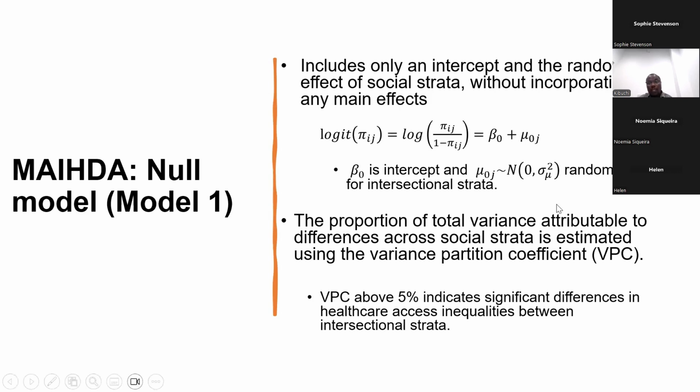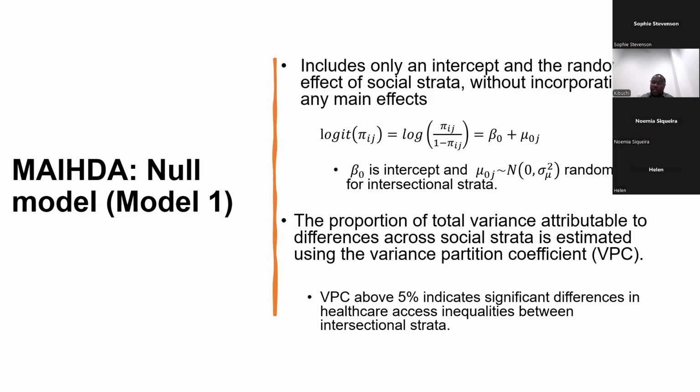So mostly our interest value here is this value mu 0J, because this one will also indicate the level of variance which is explained by this intersectional strata, and it will show you whether the 18 groups which you have, they are equally accessing healthcare, or they differ. And if they differ, you'll be able to see which groups are better or worse compared to the average which you have. So you'll get the intercept, this beta naught, the intercept, and this is the random effect. And we have the variance, which will show you how it varies.